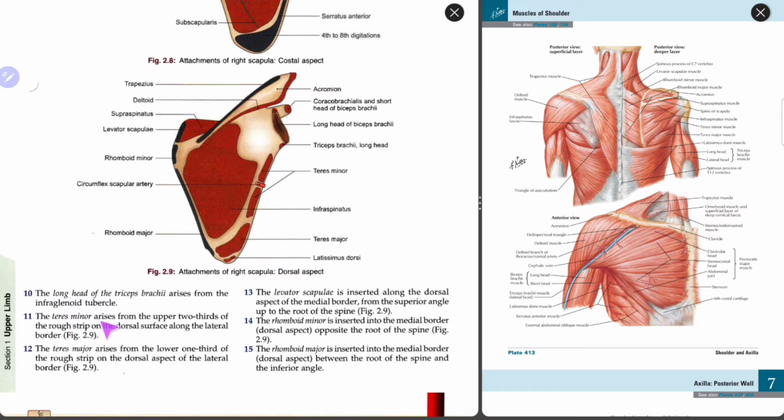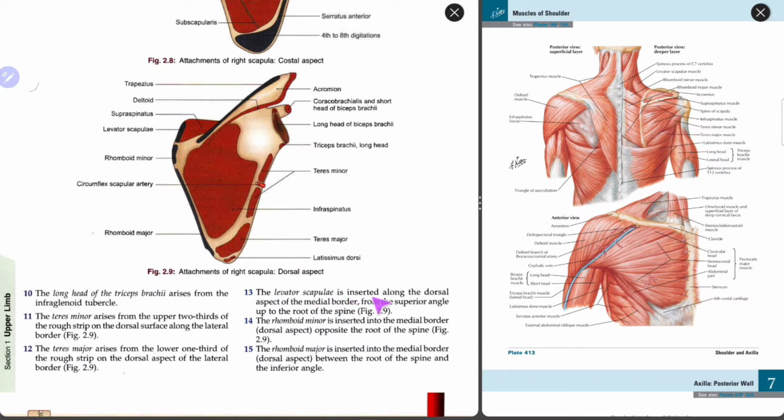Now, the teres minor arises from the upper two-thirds of the rough strip on the dorsal surface along the lateral border. This is the lateral border, this is the dorsal surface of the scapula, and this is originating teres minor. Now, teres major arises from the lower one-third of the rough strip on the dorsal aspect of the lateral border. This is teres major. You can appreciate teres minor. This is teres minor and this is teres major muscle.